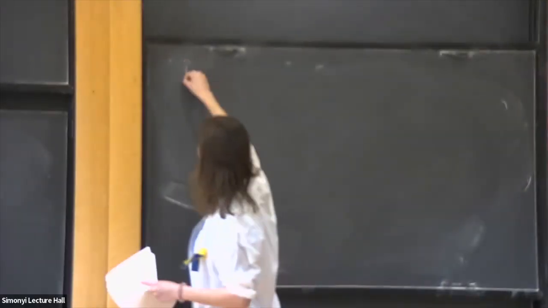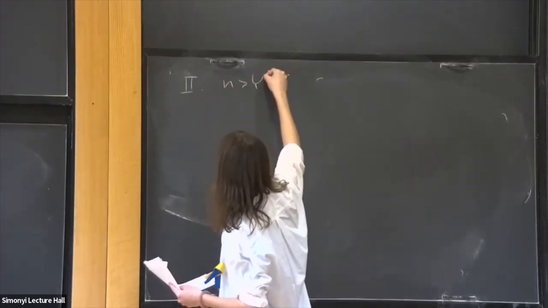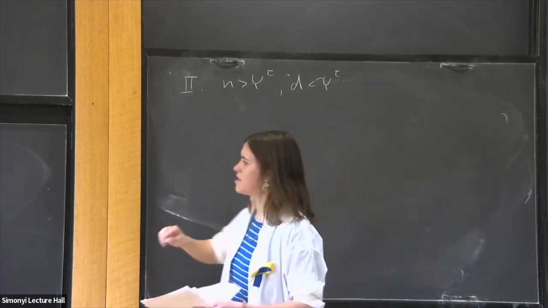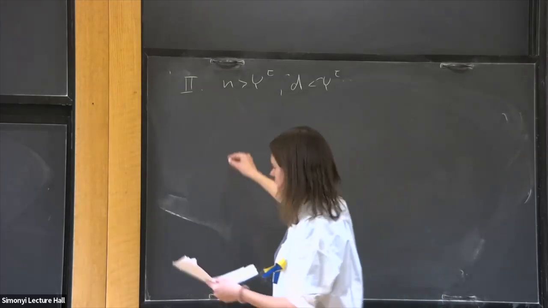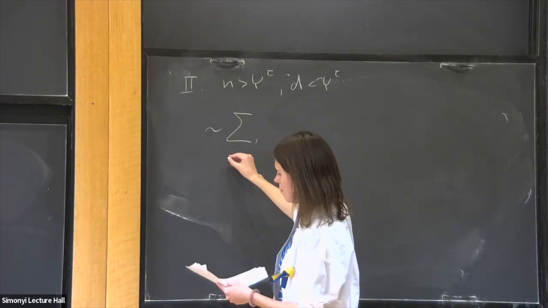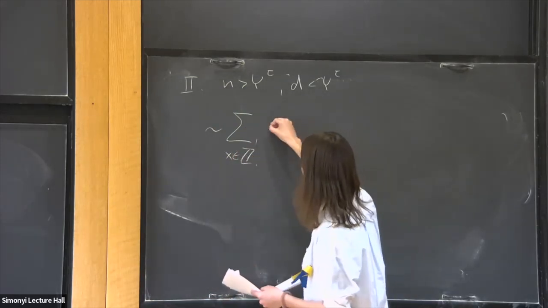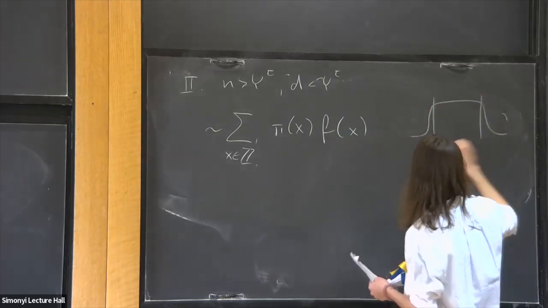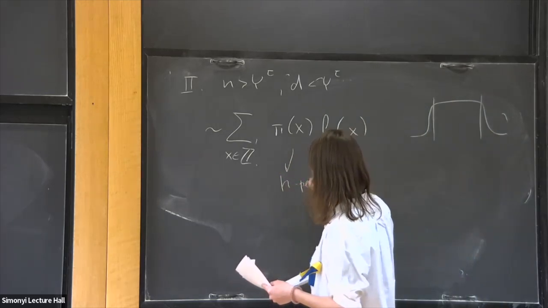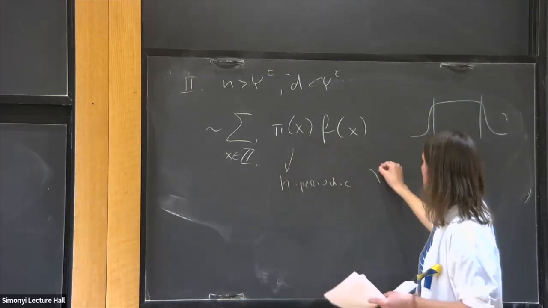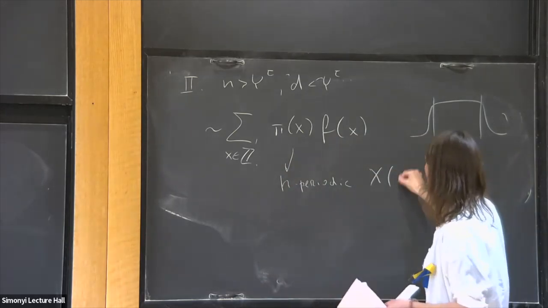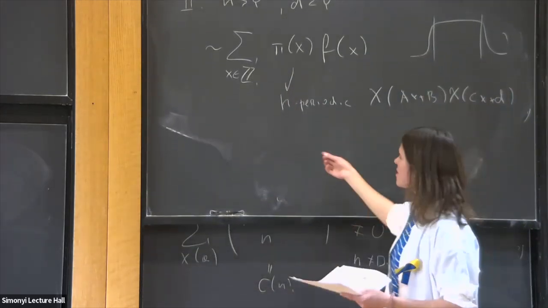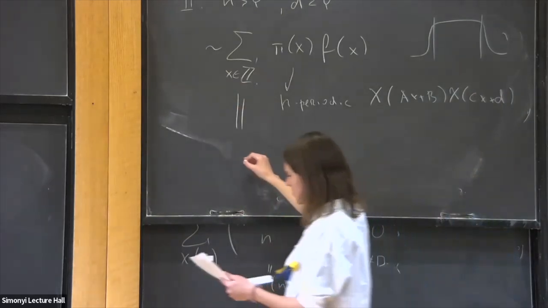We'll just very briefly say what happens in the second case. So n greater than y to the tau, and d less than y to the tau. Okay, the idea is the following. The idea is to, again, play around with the sum a little bit and express it in roughly the following form, up to an error term. So the idea is to write it as some kind of smoothing function times an n-periodic function. And here this n-periodic function is going to be like a product of, it's going to be a character in a quadratic form again.